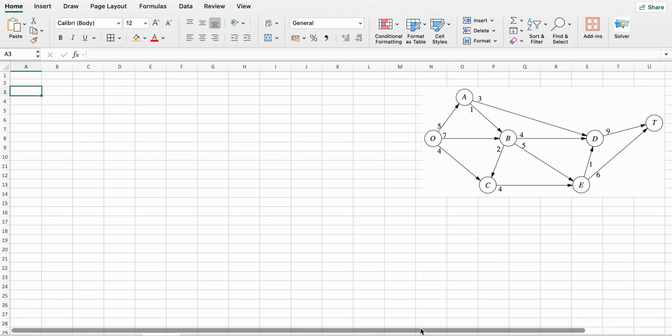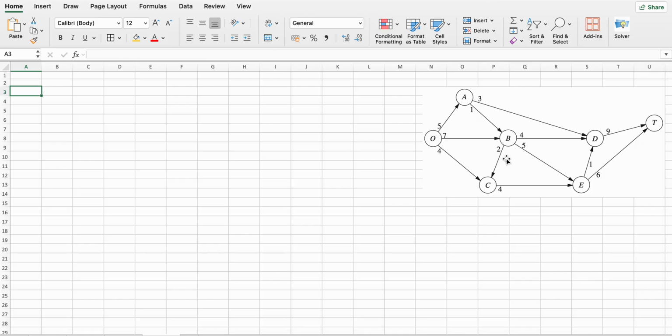Everyone, in this video we will discuss the maximum flow problem. Here you can see the network of the flow problem, and we have to find the maximum capacity of the flow from this network, from node O to node T. Write all the details here from the figure.